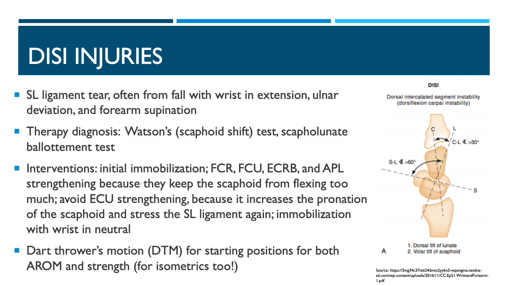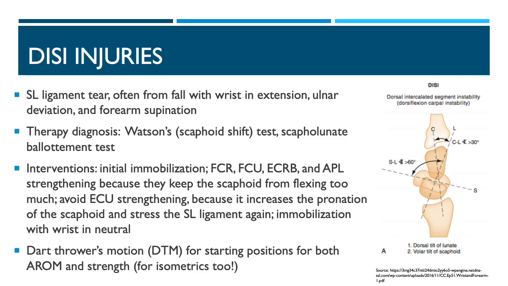So when we're doing an evaluation, you would look for a Watson's test. That's a scaphoid shift test or a scapholunate ballottement test. We'll go over those later in our lab section. For interventions, what we would do initially is immobilize, whether it's immobilization during a post-op period or just immobilize for a couple weeks.